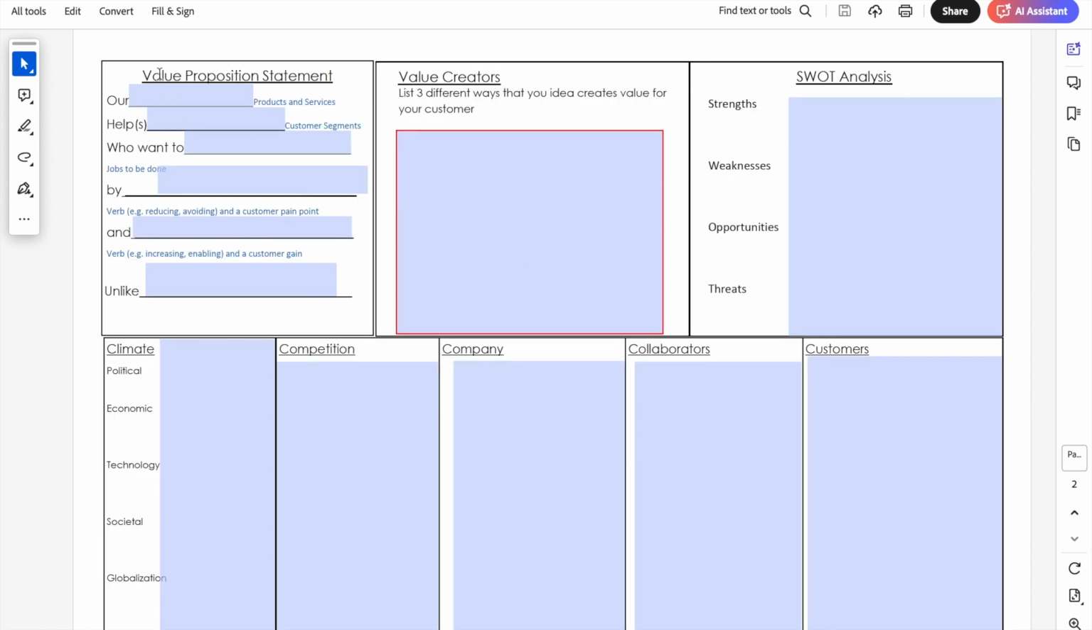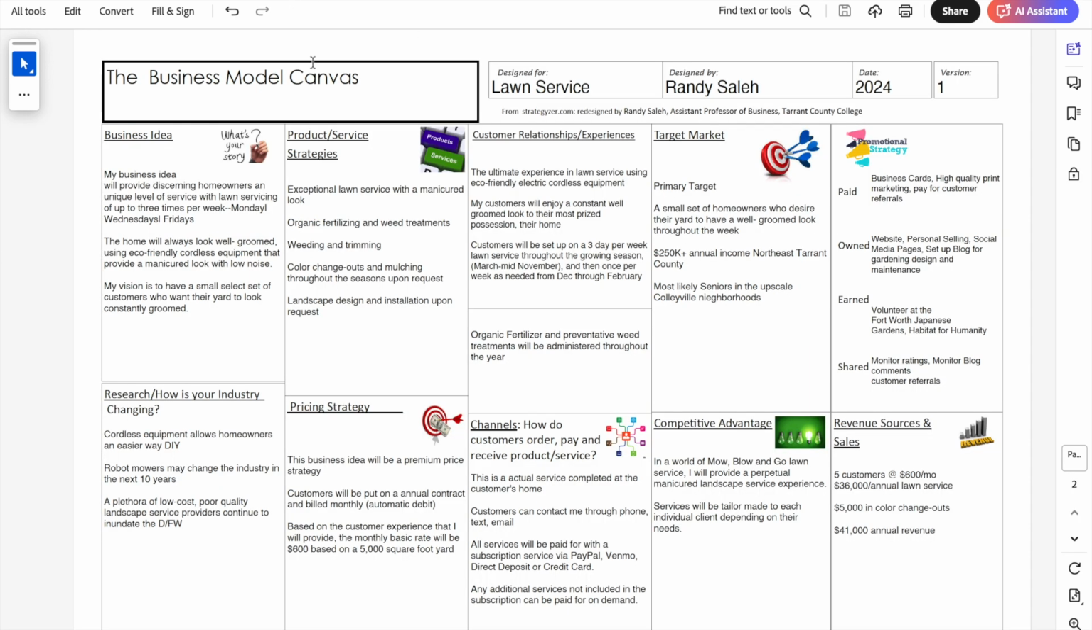Page 2, the value proposition statement, the value creators, the SWOT analysis, and this was what we've gone over, the situation analysis. So let's look at what it might look like. All right, so there's the canvas. Now this is what I have done. And again, this is for you to look at on our page.